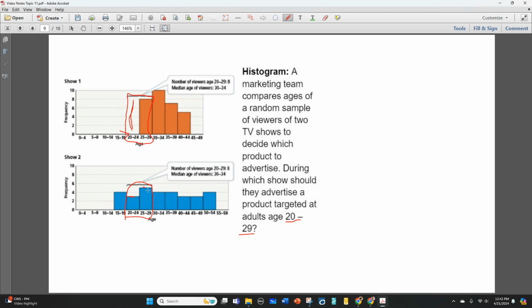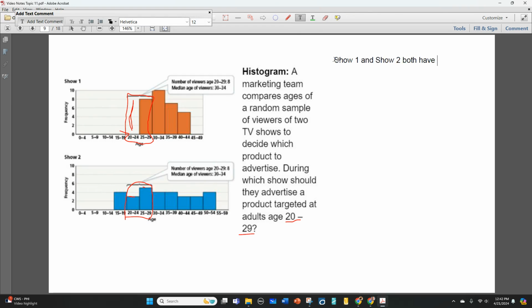So which one is better? You'd have to justify that. So you got to explain it. Okay, let's see. So show 1 and show 2 both have 8 viewers within the 20 to 29 year age group.